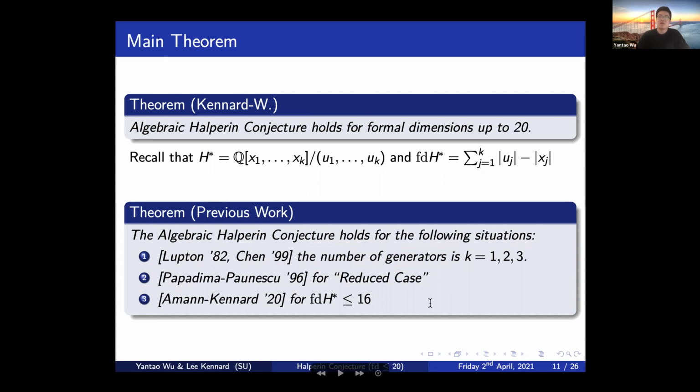And the third is Emma and Kina's recent paper. They proved that the algebraic Halperin conjecture holds up to formal dimension 16. And we will just focus on this strategy here and push up the formal dimension higher. And actually, there are many cases when mathematicians work in different directions, and the conjecture is also proved to be true in many geometric conditions, but it is not our strategy, and we will not focus on that.